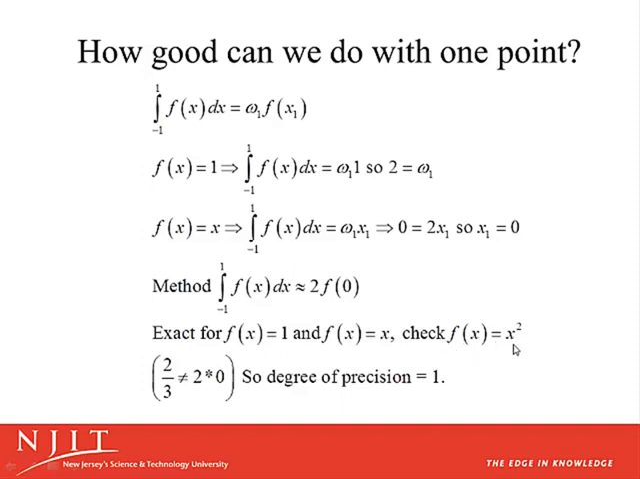So this is exact for y equals 1, and for y equals x. One could check that for y equals x squared, the true value of the integral is 2/3, whereas the method gives us 2 omega 1 times f of 0, and f of 0 for y equals x squared is 0. So we get 2/3 is not equal to 0, and so the degree of precision is equal to 1. This method is exact for y equals 1 and y equals x, but not y equals x squared.